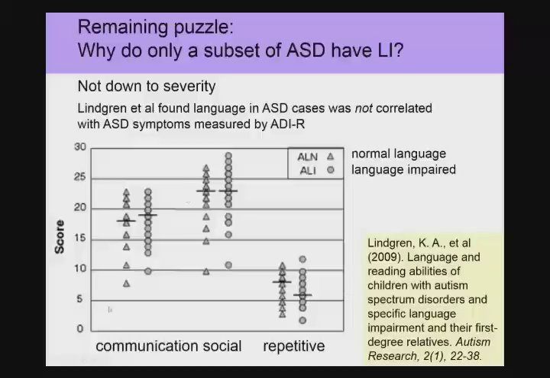And as you can see, there's really a high again is bad here. These are scores on the ADI-R, so the more impaired you are, the higher your scores. But there's very little difference between these, and certainly no statistically reliable difference on any of the three domains of functioning, which is fascinating because it just means that it's not the most severe children who have these language difficulties.